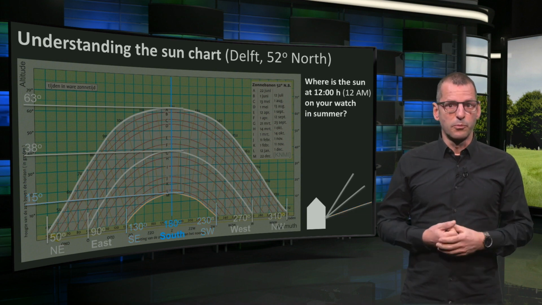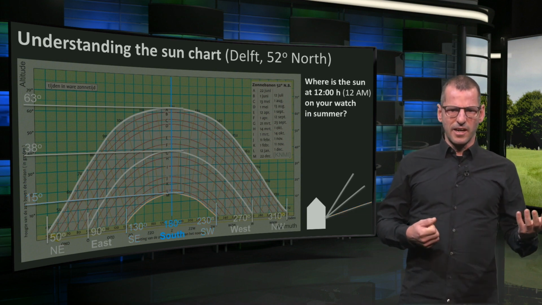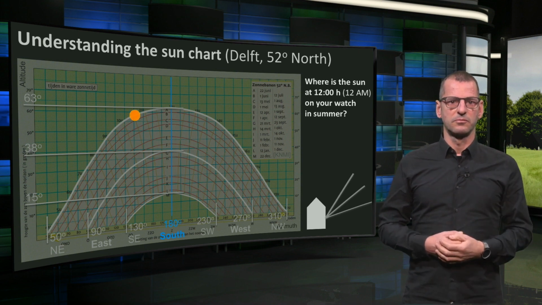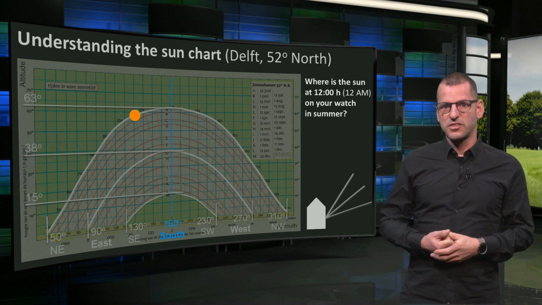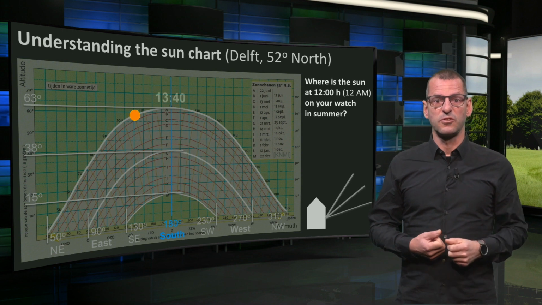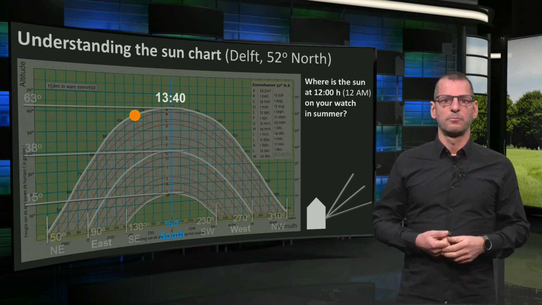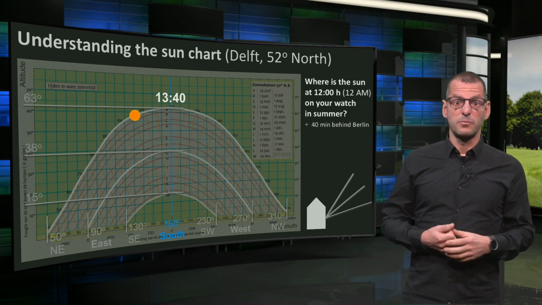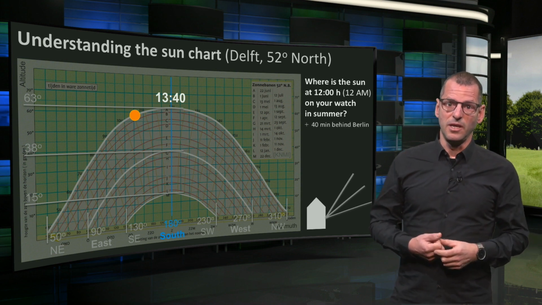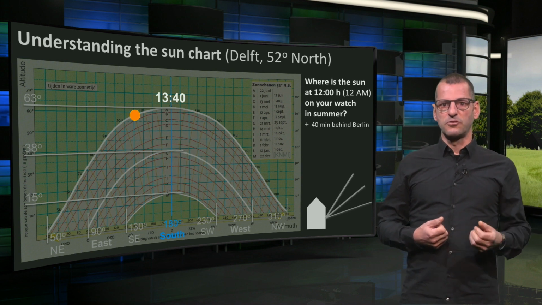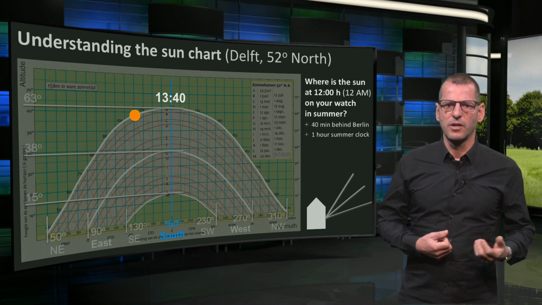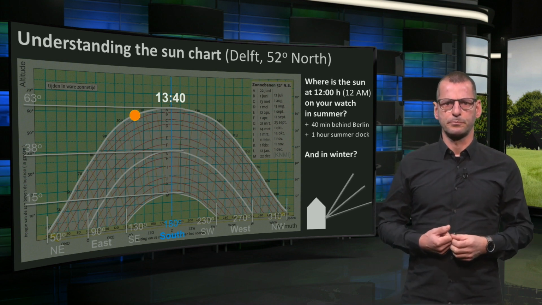Now, I want to ask you, where do you think does the sun hang in summer at 12 o'clock on your watch? It's here. Weird, eh? It only reaches south at this time, 20 minutes to 2. Why? Because of two phenomena. First, Delft is about 40 minutes behind Berlin, which is the demarcation line for the Central European time. And second, it's summer, so we live 1 hour later due to the summer clock shift.